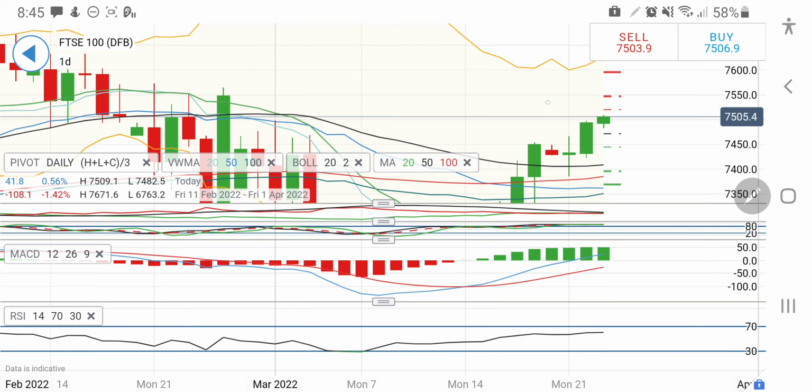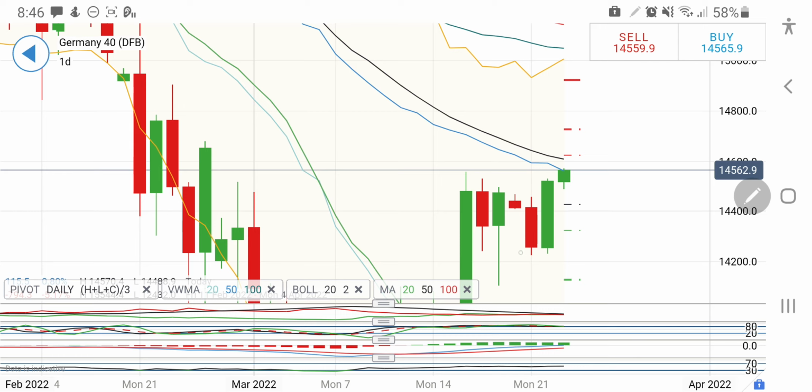Now let's have a look at Germany 40. Look at this on the daily charts with the support at 14250. It has broken out of this channel, at 14450 levels and 14200 in between, and this is a breakout. Possibly, it has formed a tail, and if you see it trading beyond 14600, one must take a long entry at 14600, and then you can expect it to hit 14750.